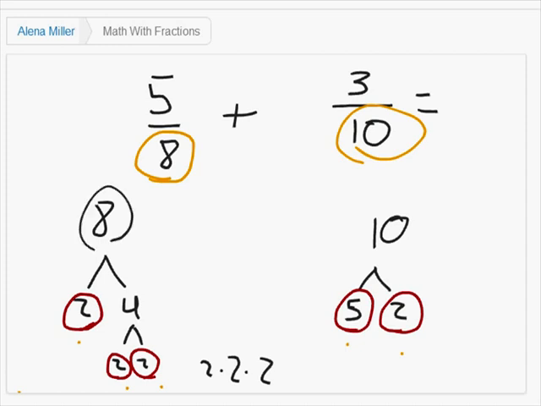But then there's a 2 in 10. So you exit out and you don't use it because it's making up for one of these 2's. But you do use the 5. So you do times 5 equals. You could also write it 2 to the 3rd times 5 equals 40.